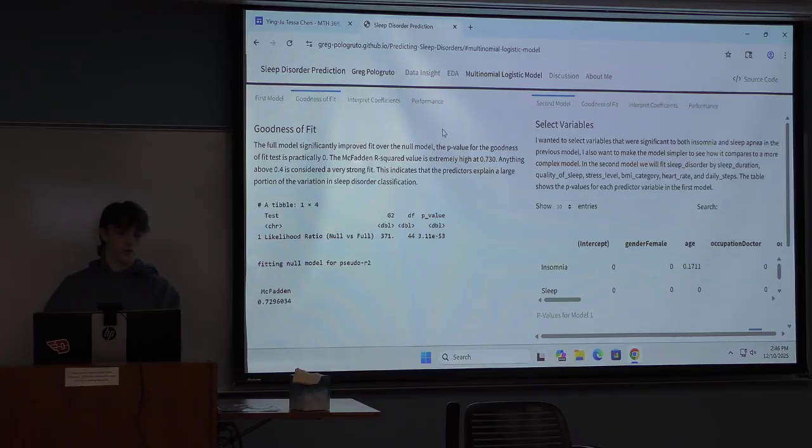So for goodness of fit, I did a likelihood ratio, which is a null model versus the model I fit. It has an extremely low p-value, so that means it significantly improved the fit over the null value. I used a McFadden R-squared value, because a traditional R-squared value does not work for logistic regression models, so we have to use a pseudo value. McFadden R-squared value is 0.730. Anything above 0.4 is considered extremely high, so this indicates the predictors explain a large portion of the variation.